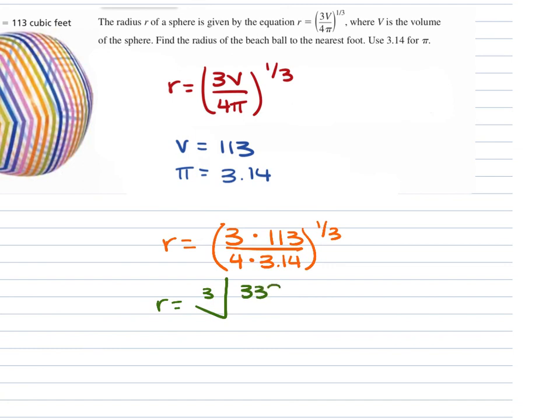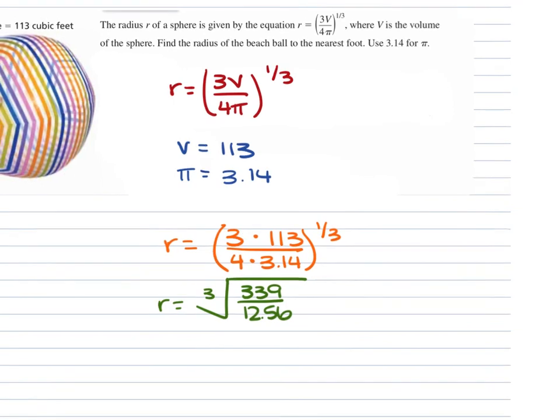339, over 4 times 3.14, which is 12.56. So from here, I'm not going to require you to use a calculator to do this.